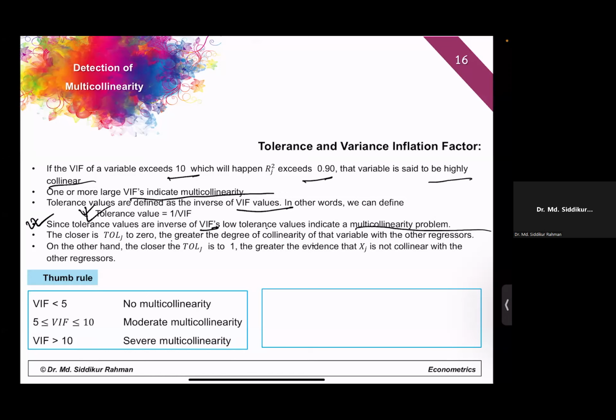You got it? If the variance inflation factor is less than 5, it means there is no multicollinearity problem. If the variance inflation factor ranges from 5 to 10, it means moderate multicollinearity problem.